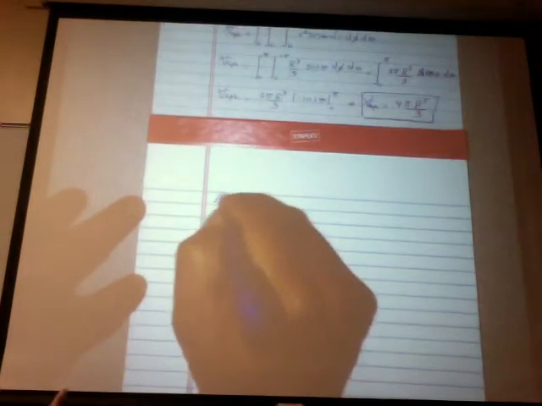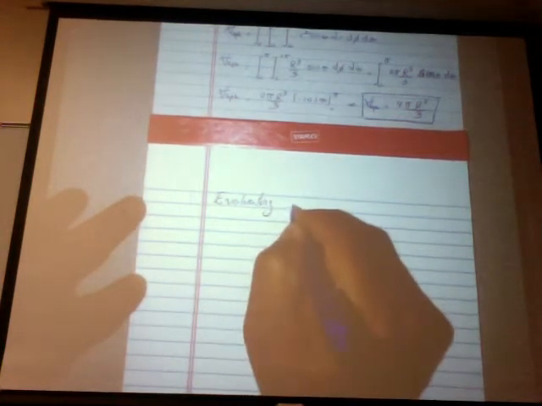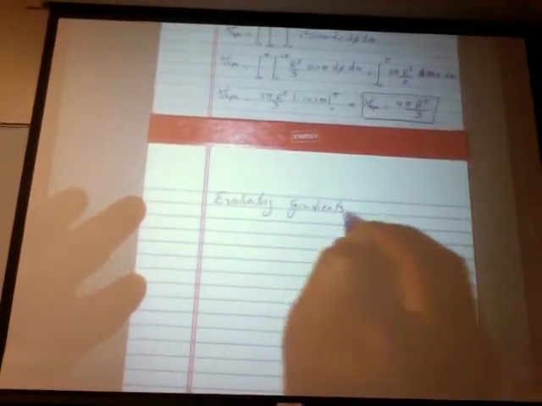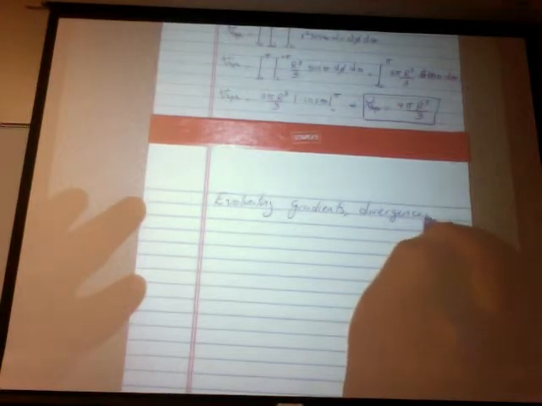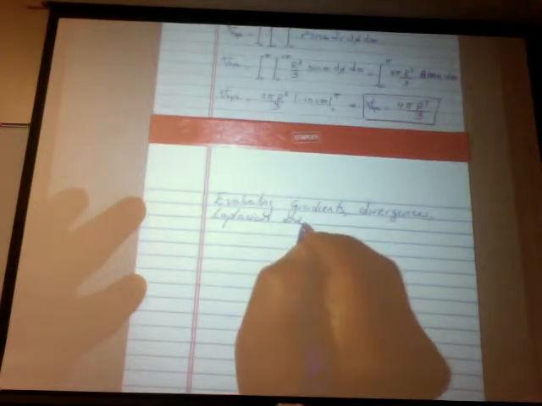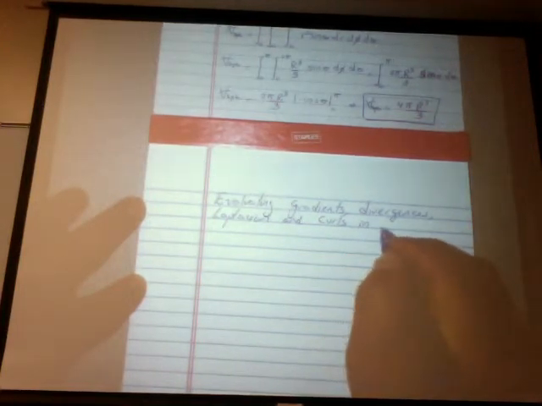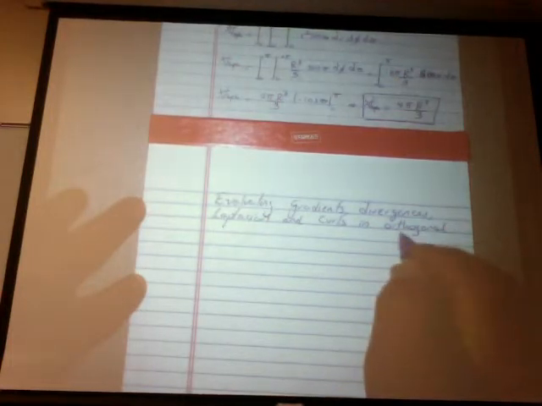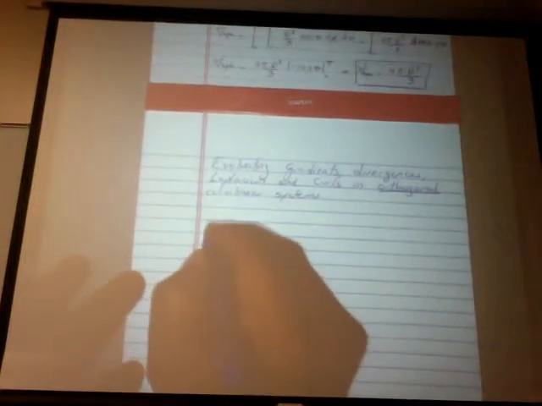So we have to find a way of evaluating gradients, divergence, Laplacian, and curls in orthogonal systems. So we're going to restrict the calculation of these operations to orthogonal curvilinear systems. It's generalized, but only for orthogonal ones. Let's start with the gradient.